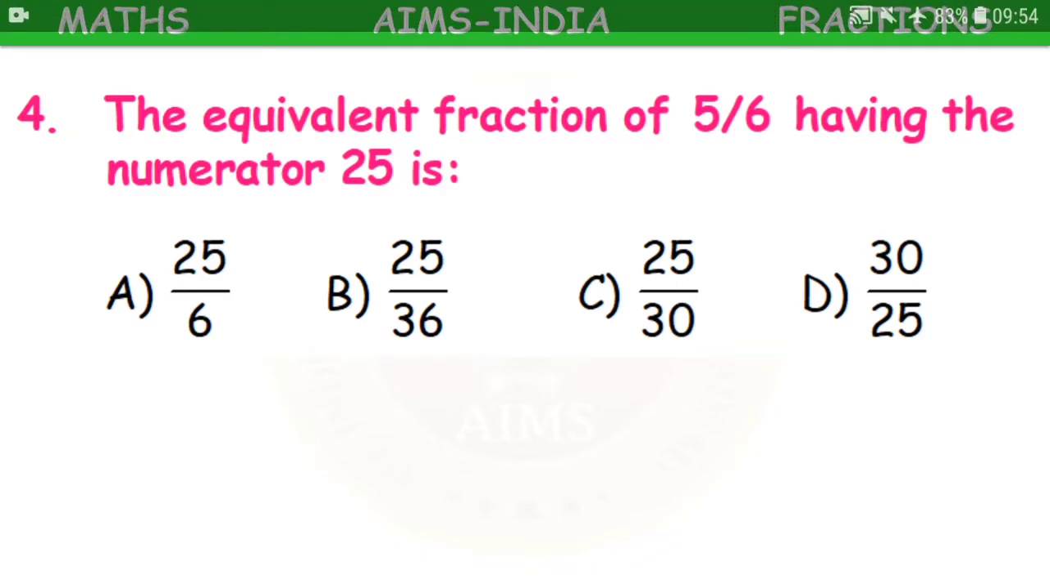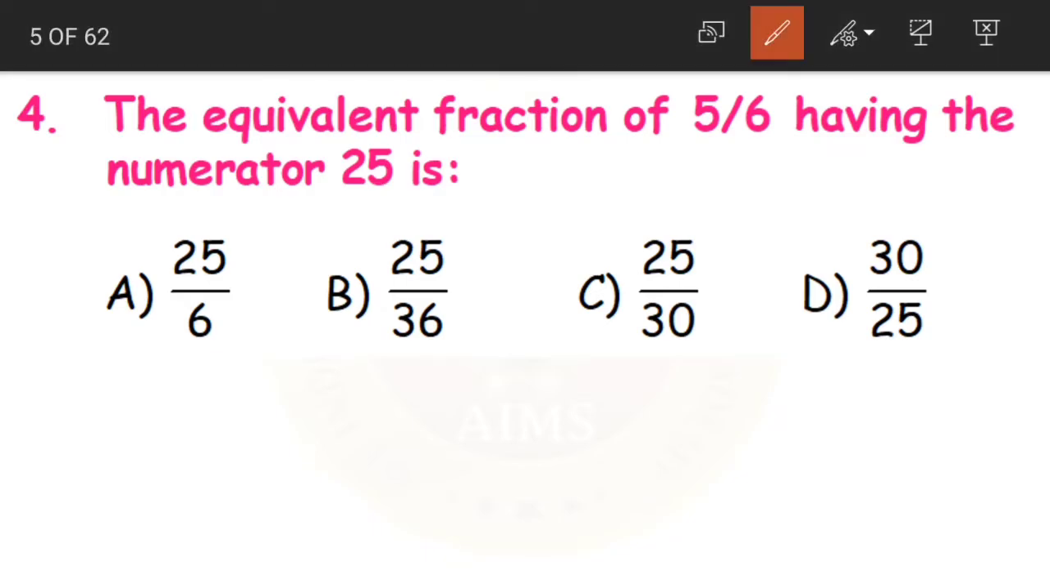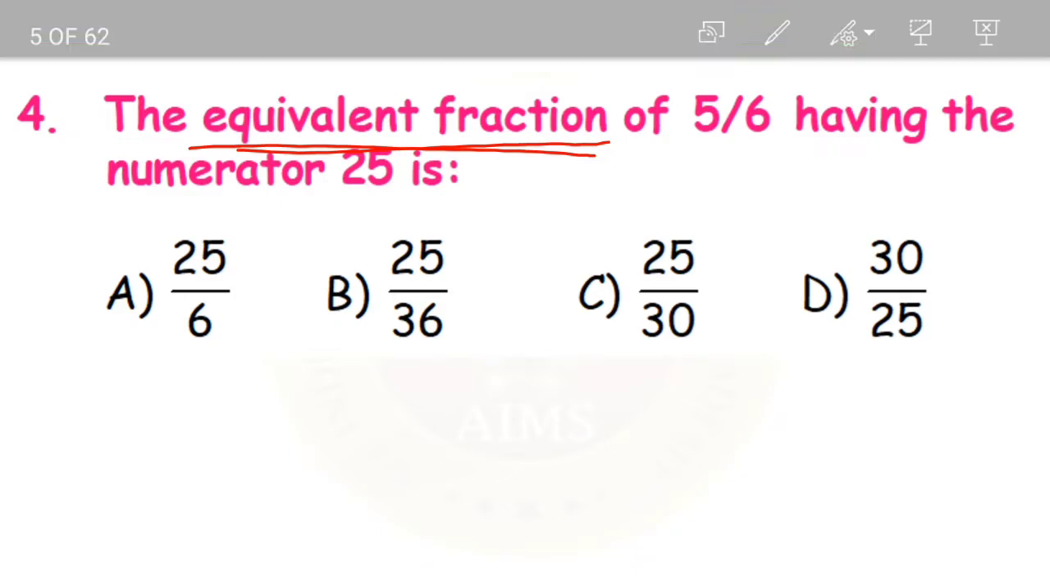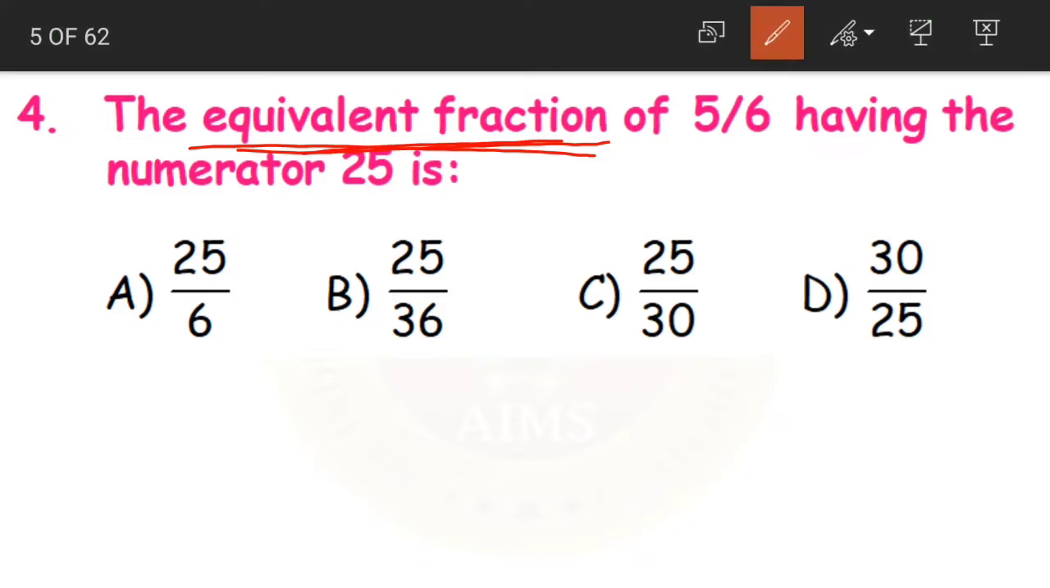Next question 4. The equivalent fraction of 5 by 6 having the numerator 25 is dash. Now here we are hearing a new term, that is equivalent fraction. Okay, equivalent fraction was not covered by us in our chapter fractions, but no problem children, I'll explain it to you. Now what are equivalent fractions? Two fractions, here we are having 5 by 6 and another fraction. When two fractions have the same value, equivalent fractions are the fractions with same value.